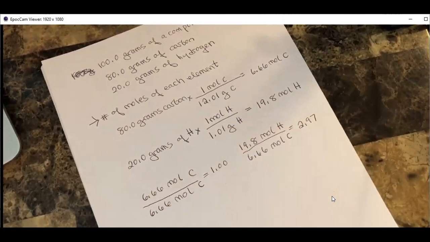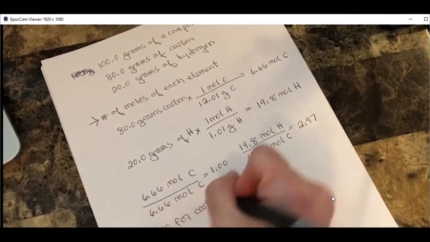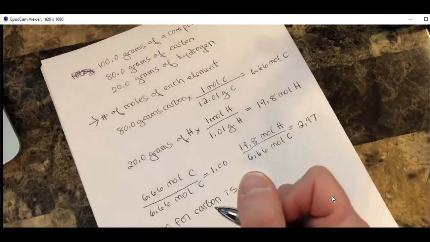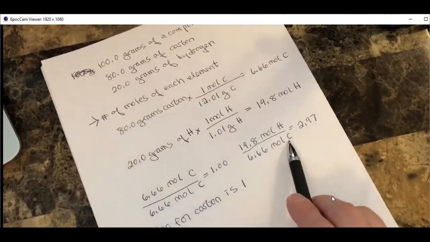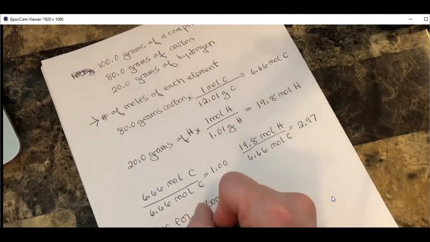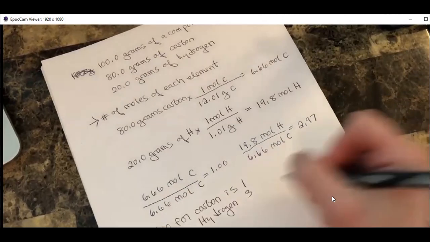So then what you're going to do is write the empirical formula based on what we just got. The calculations above show that the ratio for carbon is 1, and the ratio of carbon to hydrogen is 3. So I'm going to put the ratio is 3.